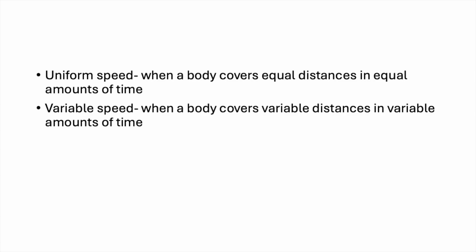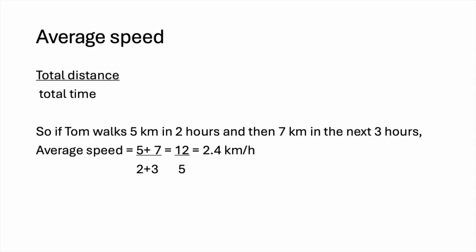Uniform speed is when a body covers equal distances at equal amounts of time. Variable speed is when a body covers variable distances and variable amounts of time. Then what is average speed? This is used when the body covers variable distances and variable amounts of time. You calculate the total distance divided by the total time taken. Easy. And you get the average speed.